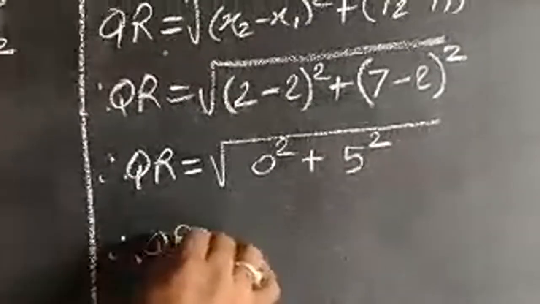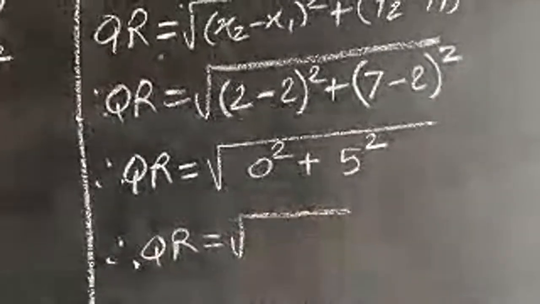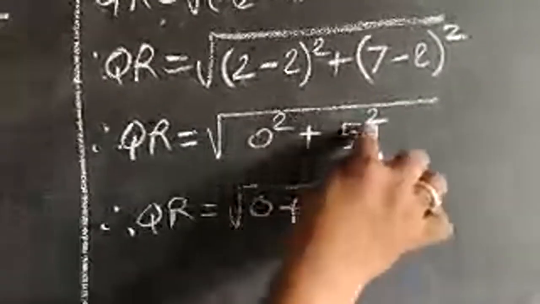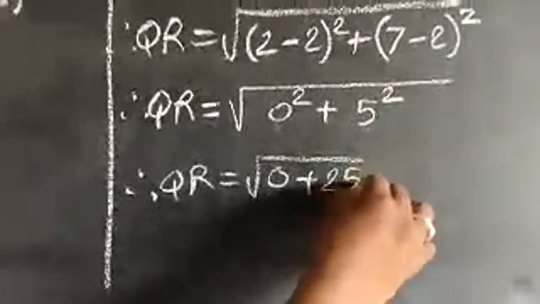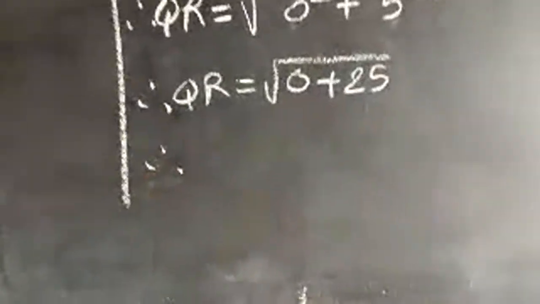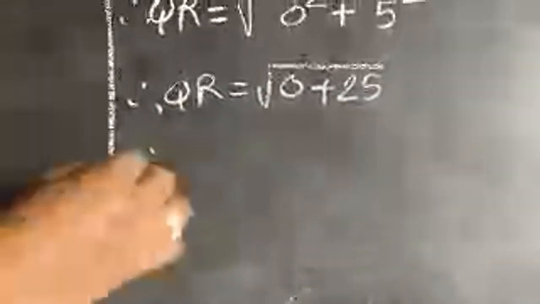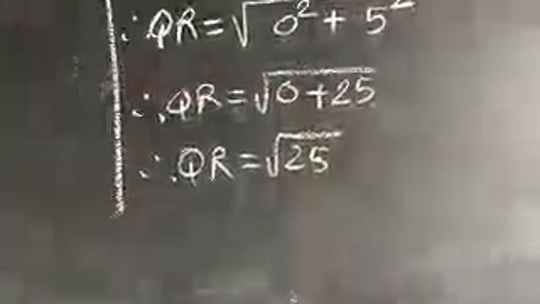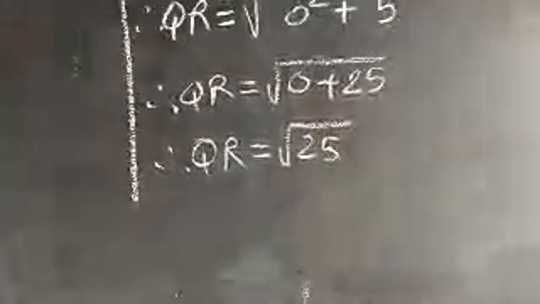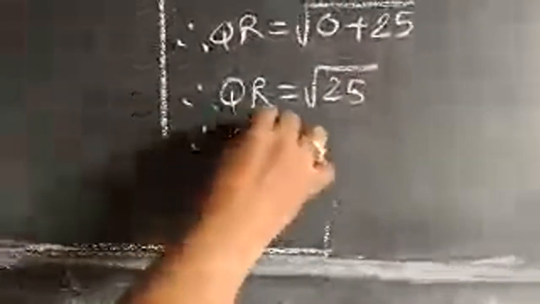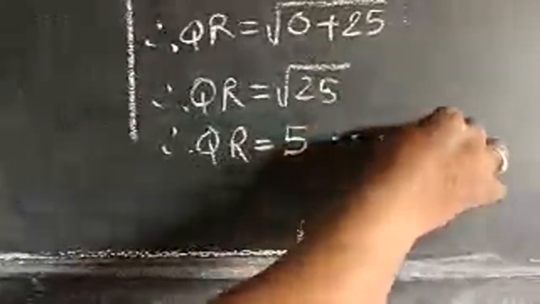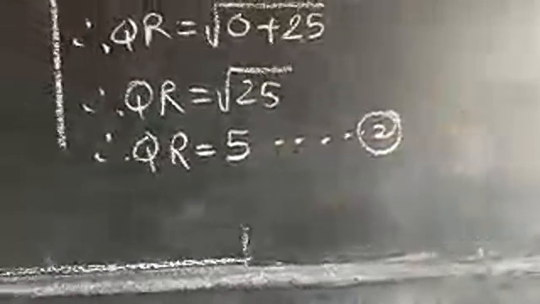QR is equal to square root of 0 square, that is 0, plus 5 square, which is 25. Addition is 25. So QR is equal to square root of 25, and the root of 25 is 5. QR is equal to 5. That is equation 2.